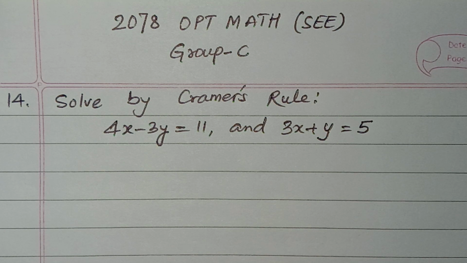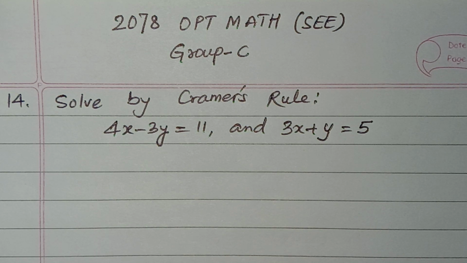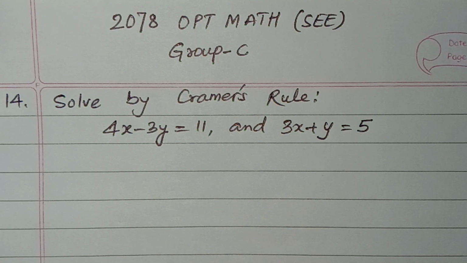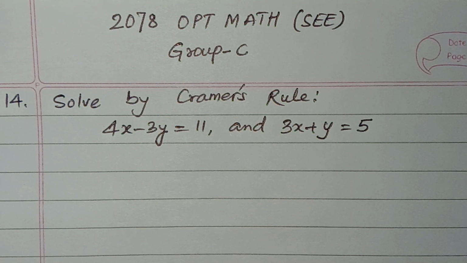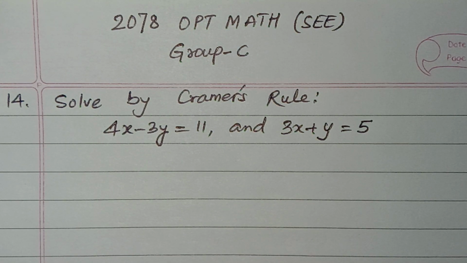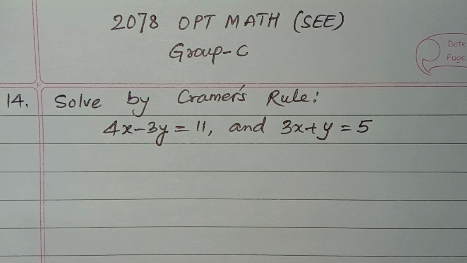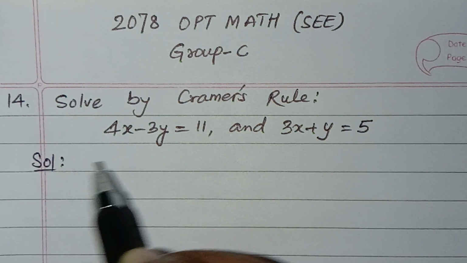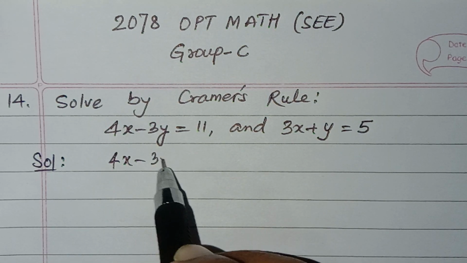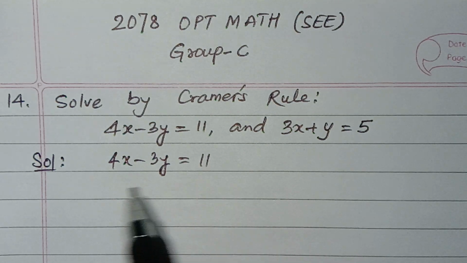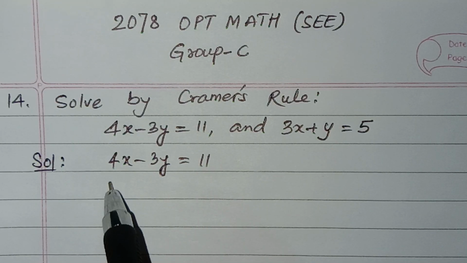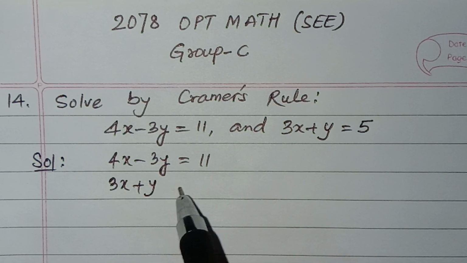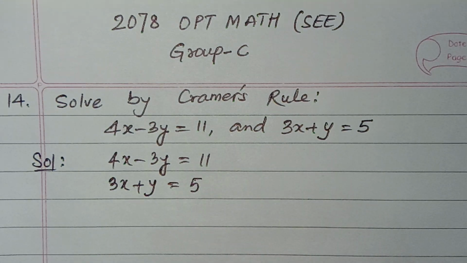Let's begin the solution. This Cramer's rule explains how to solve linear equations using determinants. So the equation 1 is 4x minus 3y equal to 11, and the second equation is 3x plus y equal to 5.